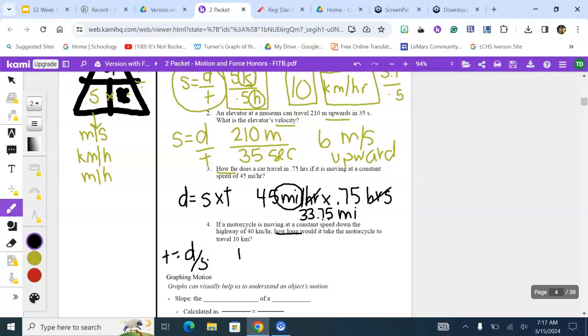What is the distance? 10 kilometers. What is the speed that they were traveling? 40 kilometers per hour. Now, I've got common units here, kilometers, kilometers. What am I left with? Hours, which is a unit of time. So when I take 10 divided by 40, I get 0.25 hours, which would be about 15 minutes. Okay, so that's the practice.